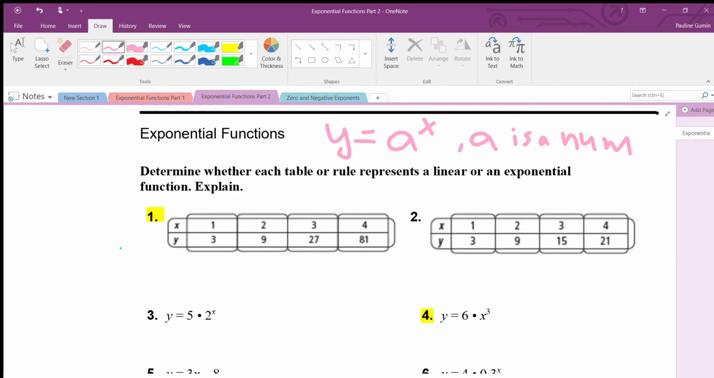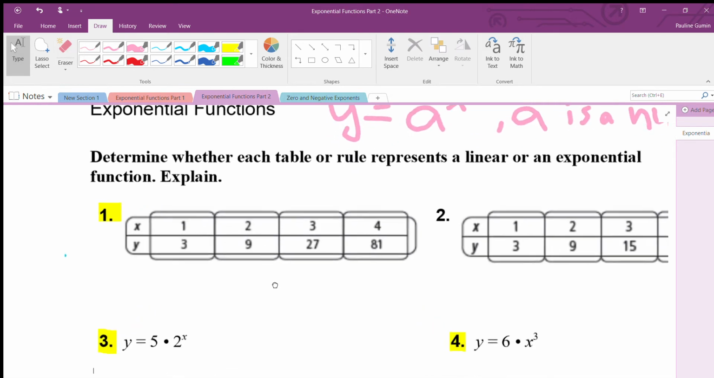All right. Okay, in this first few problems that we're going to look at, what we want to determine is whether the rule, so that's an equation, or a table represents a linear or exponential function. Let's begin with number 1.